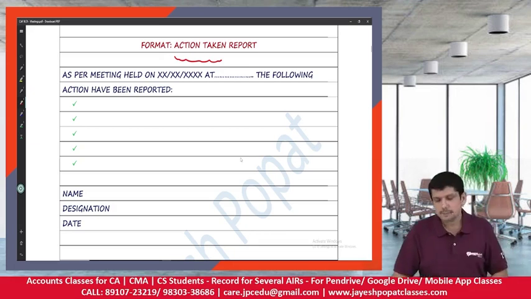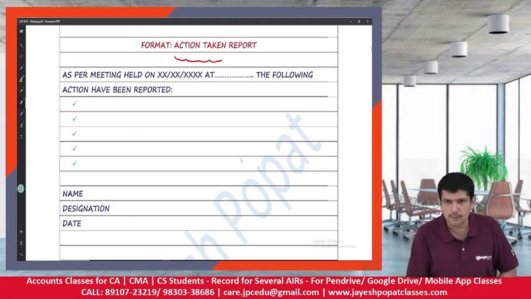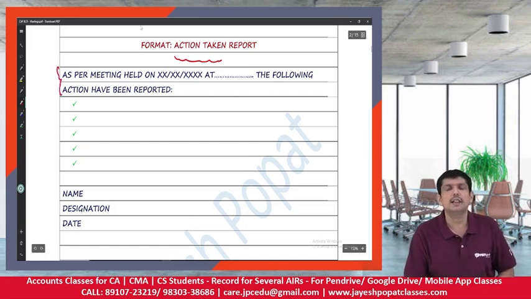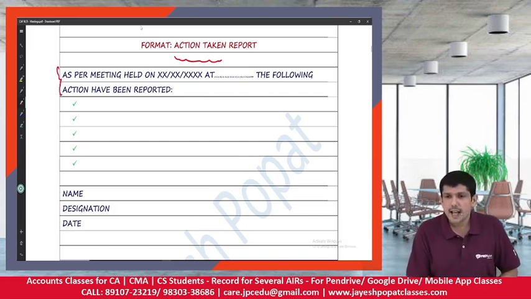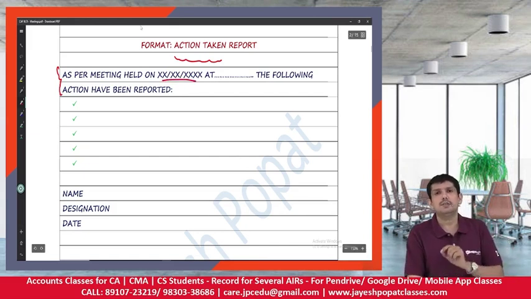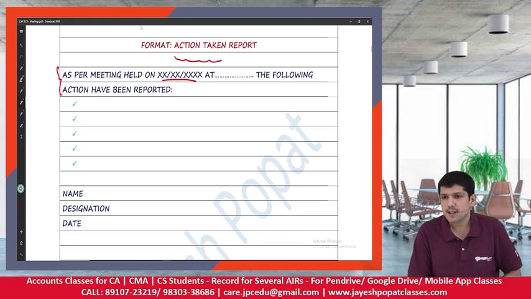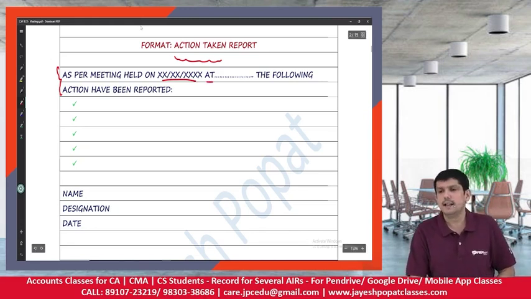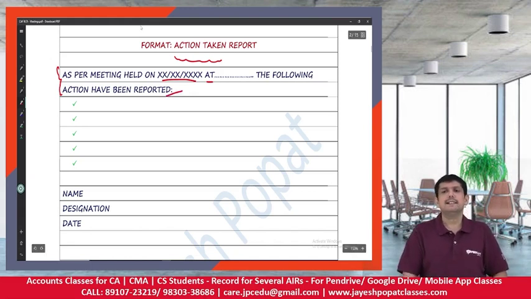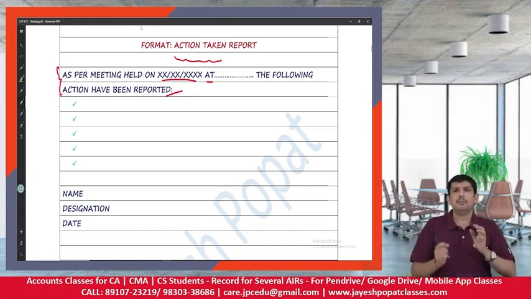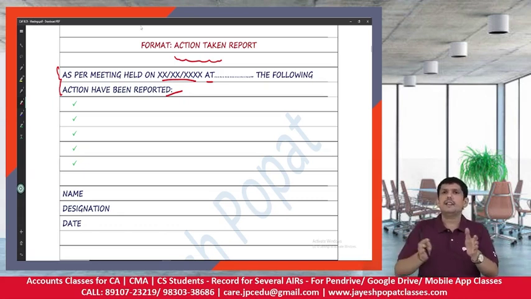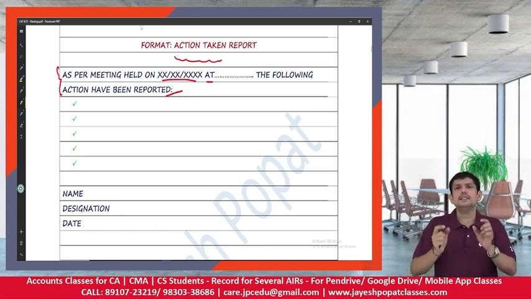So how will it start? This you need to remember, because this is how all action taken reports should start. It says, as per meeting held on, so that is the date of the meeting, in which you discussed these areas, at a particular place, the following actions have been reported. See, this action taken report is generally prepared 7 to 15 days after the date of the meeting, so that there is sufficient time for the action to take place.